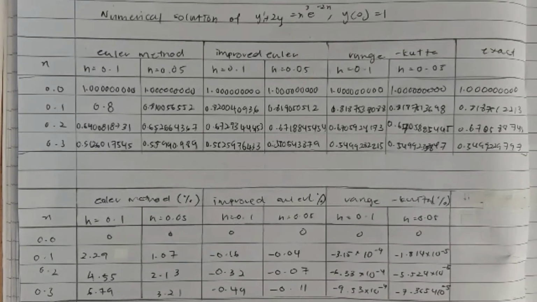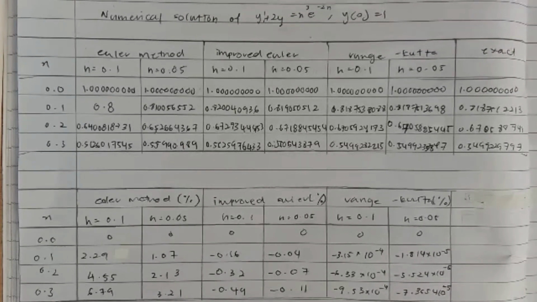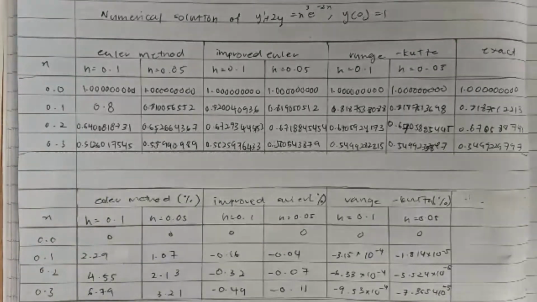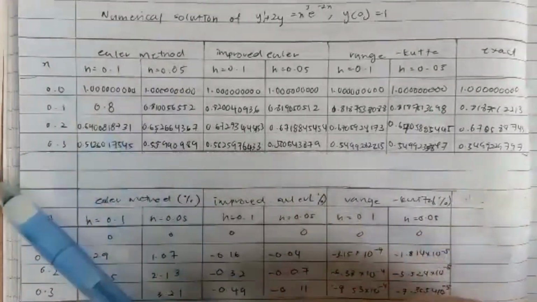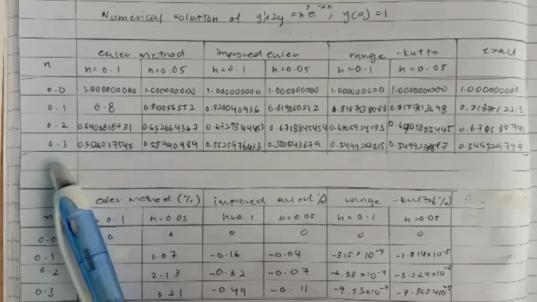And now from all the calculated values from the Euler method, improved Euler method, and Runge-Kutta method, we have put everything in a table using the same values of x, which are 0.0, 0.1, 0.2 and 0.3.